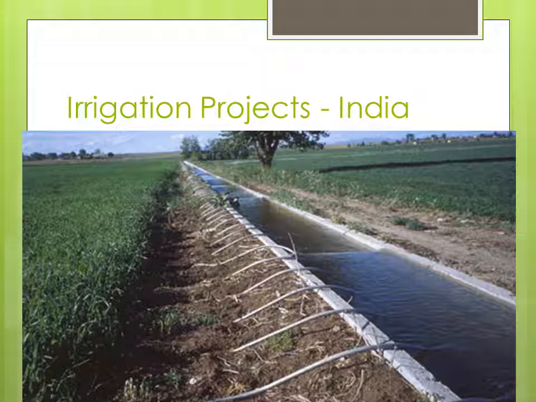Irrigation projects. This one is an image from India, and massive irrigation projects have allowed for more land to come under cultivation. And in some areas, it has allowed for double cropping of land, perhaps even triple cropping of land outside of the rainy season.